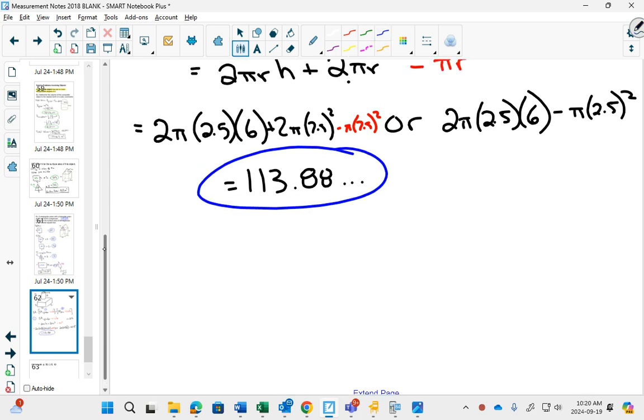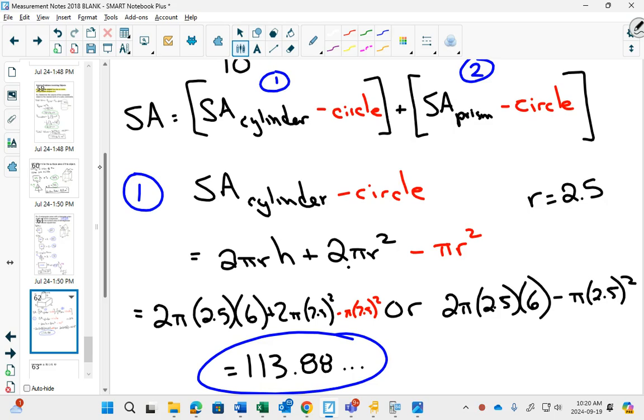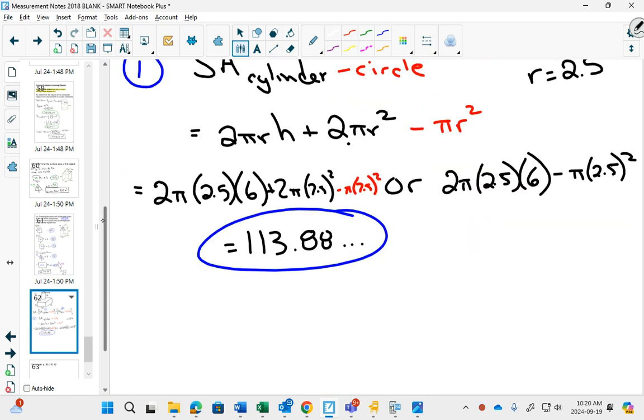So we figured out section 1, which was the surface area of the cylinder. I'm keeping myself organized. What do I still have to do? I have to do the second thing, which was the surface area of my prism minus the circle. So this is exactly what you're saying.